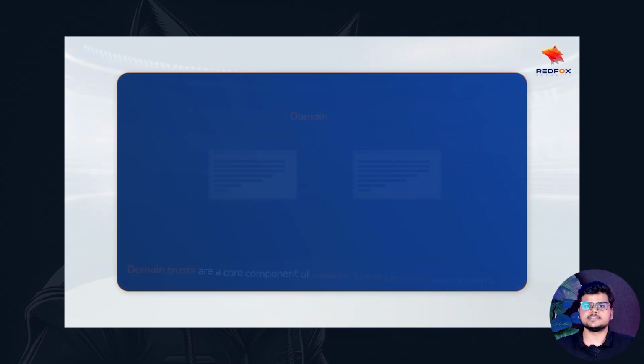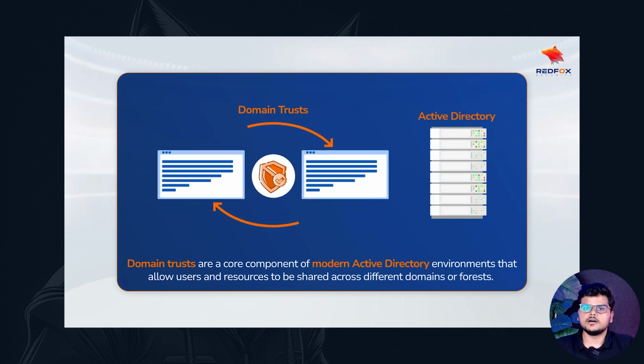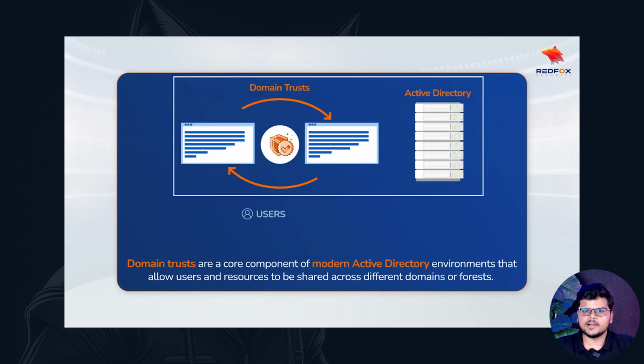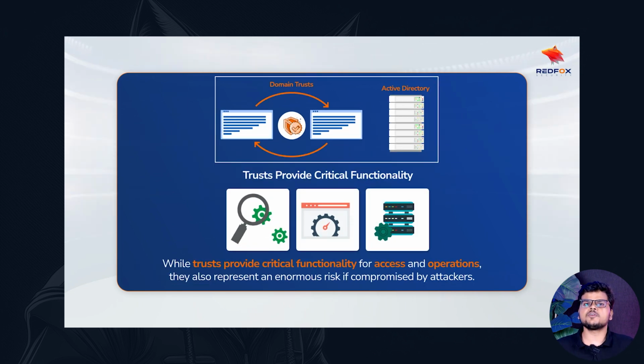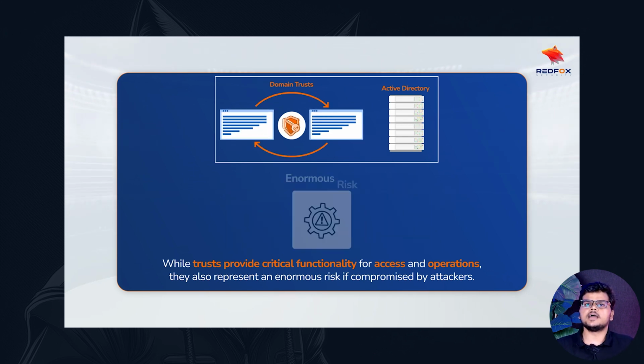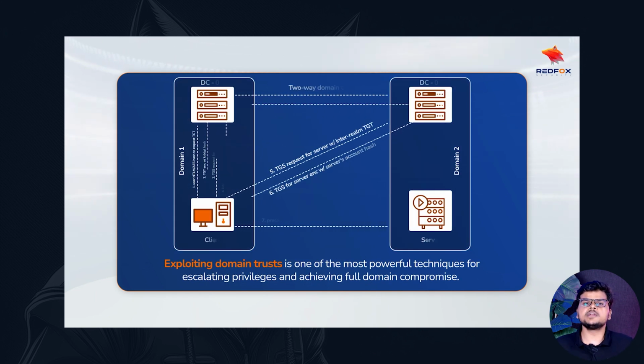Exploiting domain trusts. Domain trusts are a core component of modern Active Directory environments that allow users and resources to be shared across different domains or forests. While trusts provide critical functionality for access and operations, they also represent an enormous risk if compromised by attackers. Exploiting domain trusts is one of the most powerful techniques for escalating privilege and achieving full domain compromise.